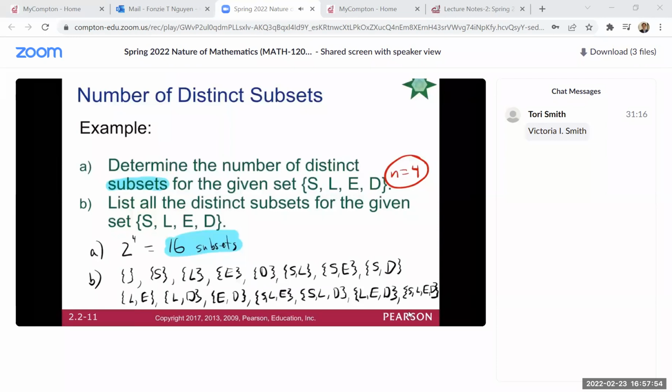All right, so let's count them. We know there should be 16, so let's see if we got them all. 1, 2, 3, 4, 5, 6... 12, 13, 14, 15. You're right. We're missing one. I think we're missing one that has 3 elements in it. So we have SLE, SLD, LED. I think there's one more that we missed.